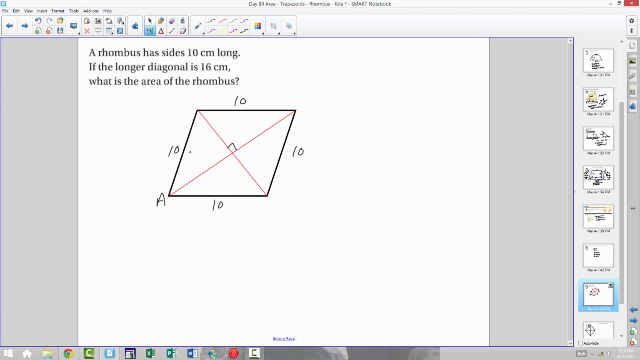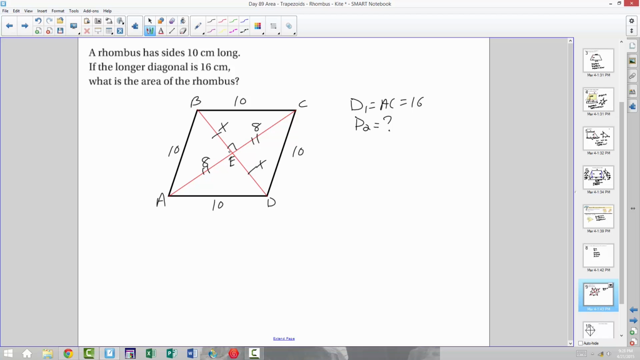So I'll have A, B, C, D. I'll call D1 A to C, which is 16. So I need to find D2. Well, if A to C is 16, you should also remember your properties of a rhombus, which means that the diagonals bisect each other. So if AC is 16, then A to E will be 8. So I know this is 8 and this is 8. So I need to find x.